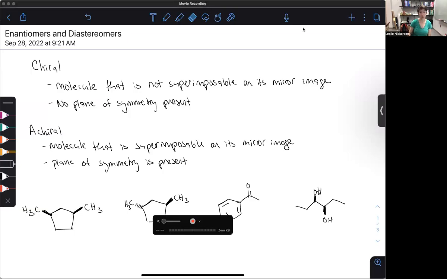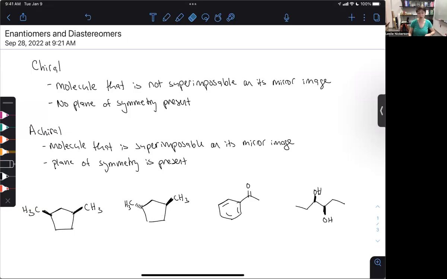Everybody, I'm going to go over a little bit about chirality and enantiomers and diastereomers in this video. So remember, we were thinking about a chiral molecule as being something that is not superimposable on its mirror image. Okay, that's one way to check it. You can also check to see if there's a plane of symmetry. So if there is a plane of symmetry, it is not chiral. If there's not a plane of symmetry, then it's going to be chiral.